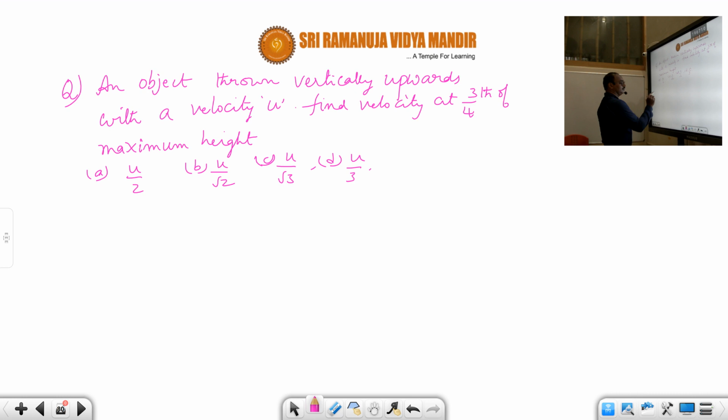We know the capital H formula: capital H equal to u square divided by 2g. So our aim is to get the velocity. At this particular point we are calculating the velocity, and this point is at 3/4 of the maximum height.